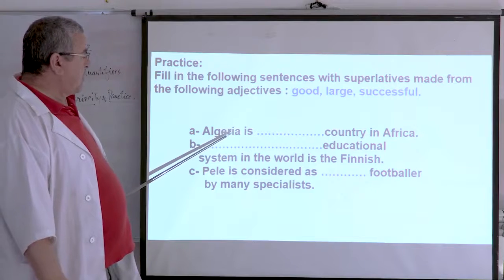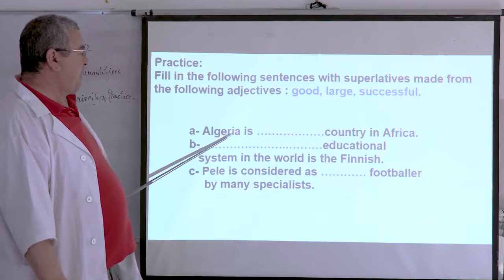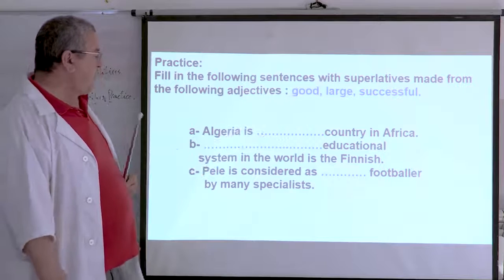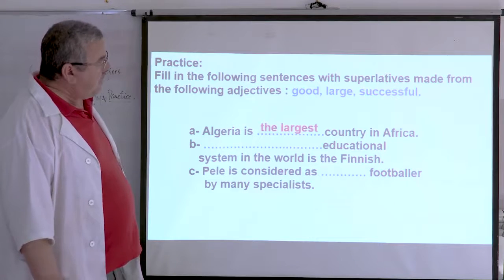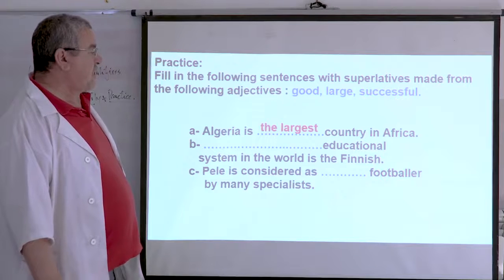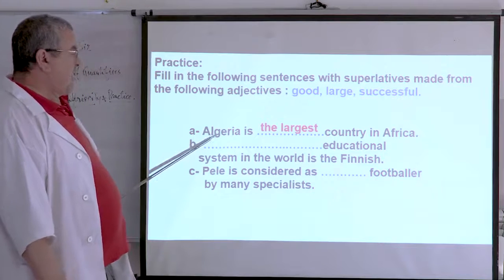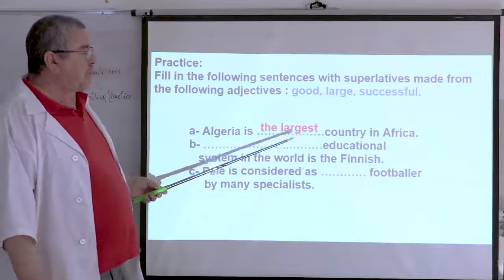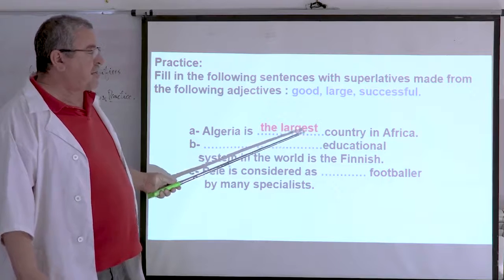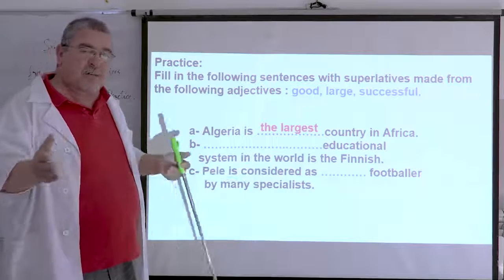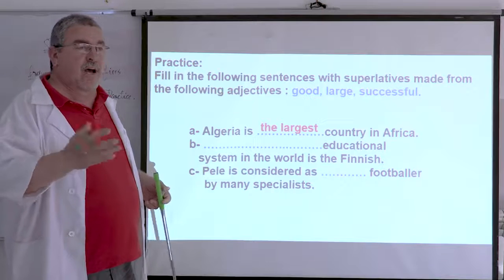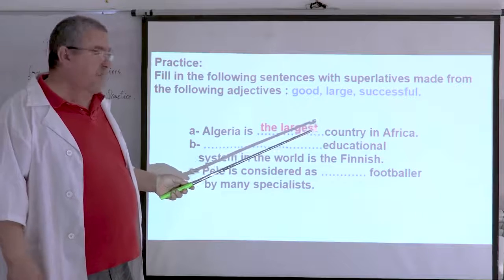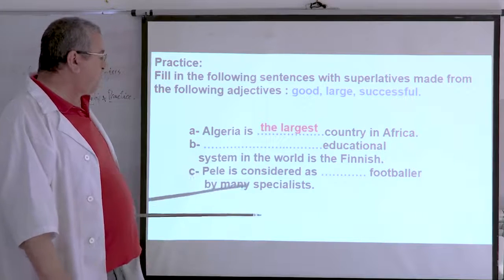What are you going to say for sentence A, for example? Are we going to use good, large, or successful? Of course, we are talking in terms of dimension here. Algeria is the largest country in Africa. This is, of course, true, because in the past it was Sudan, but now it is parted into 2 sides, North and South Sudan. So Algeria is now the biggest, the largest country in Africa.